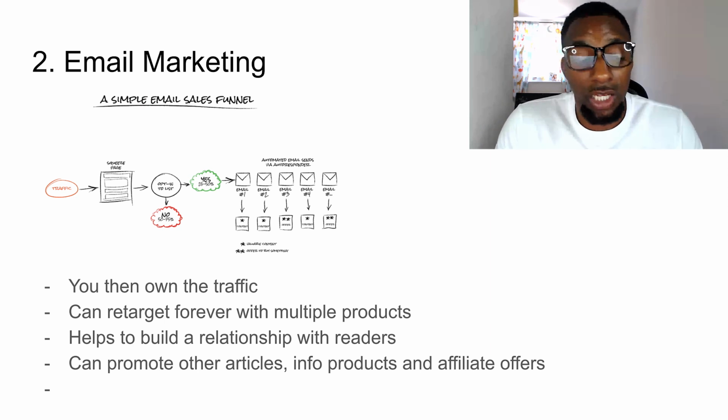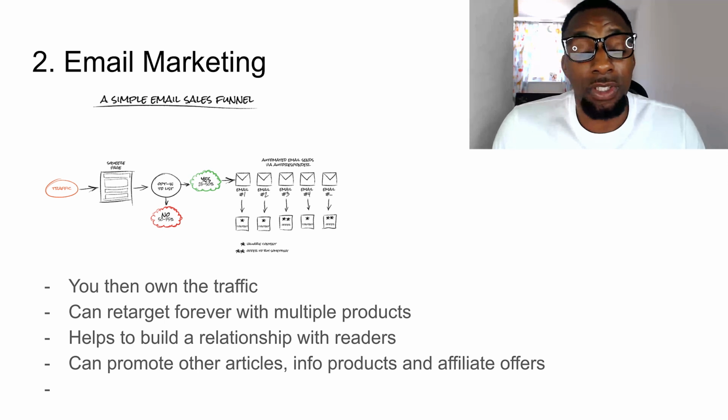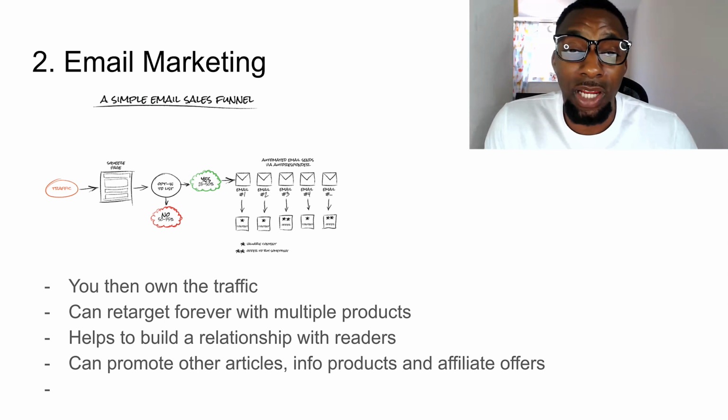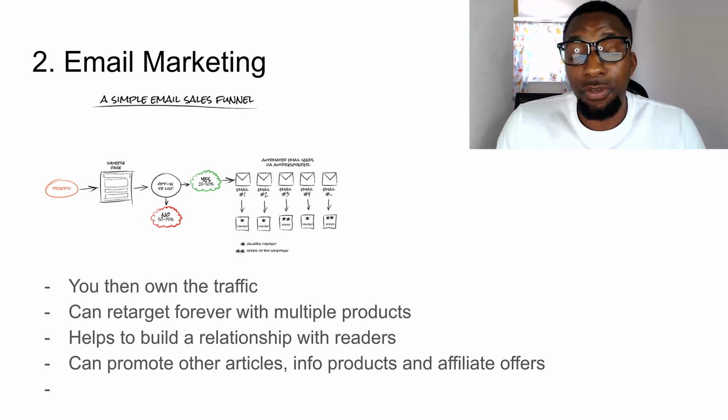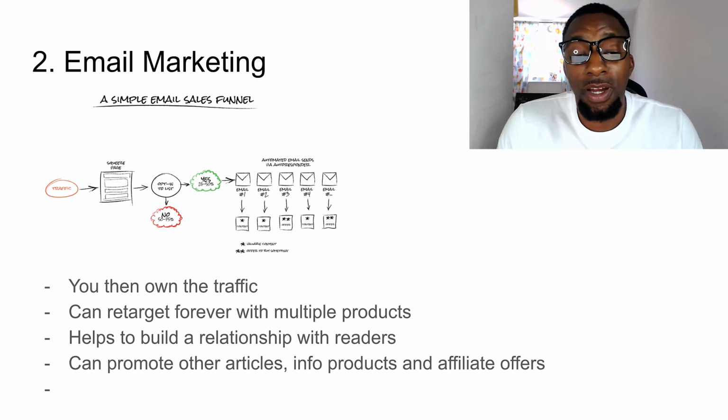And one of the ways you can actually do that is by owning the traffic and redirecting that traffic to wherever you want. So you can retarget people forever with multiple different products, and it helps you to also build a relationship with your readers as well. Now, a few things that you can actually promote in an email funnel are articles, info products, or affiliate offers. So you can set up a 5-day email sequence.